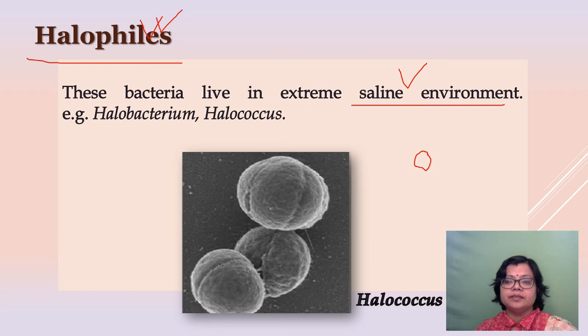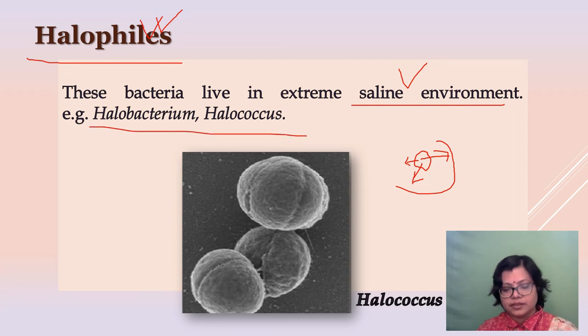Generally, organisms cannot survive in a hypertonic environment. Why? Because of exosmosis, water comes out from the cell and the cells die, so they cannot survive. That's why for making pickle we add salt inside the bottle, isn't it? But these halophiles have a special cell wall structure which helps them to survive in extreme environmental conditions, right? Examples: Halobacterium, Halococcus.